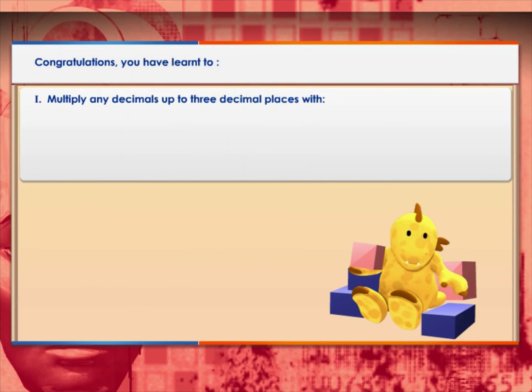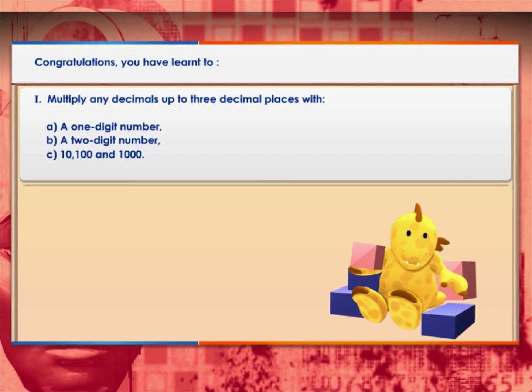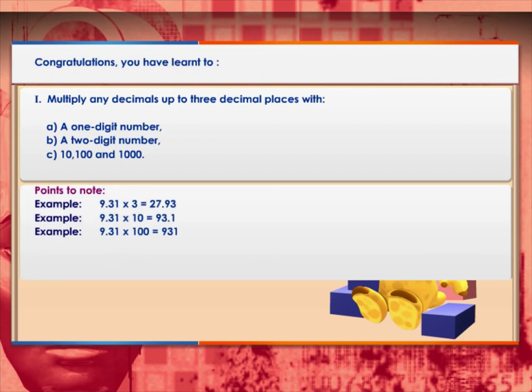Congratulations! You have learned to multiply any decimal up to 3 decimal places with a 1-digit number, with a 2-digit number, 10, 100 and 1000. Decimals are multiplied like whole numbers and the decimal placed properly. The decimal point is placed such that the number of decimal places in the product equals the total number of decimal places in the numbers being multiplied. When a decimal is multiplied by 10, the decimal point shifts 1 place to the right. When the decimal is multiplied by 100, the decimal point shifts 2 places to the right, and so on.